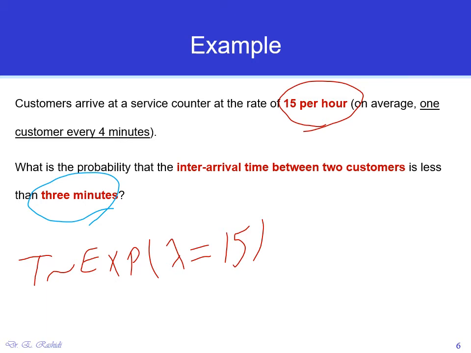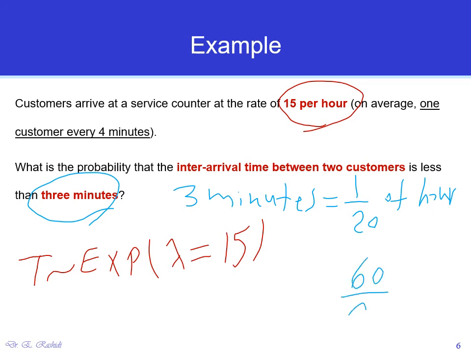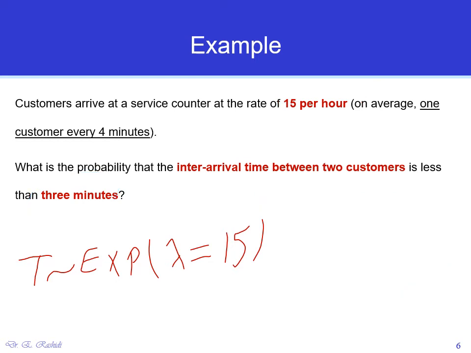What is 3 minutes in hour scale? Every hour is 60 minutes, so 3 minutes is 1/20th of 1 hour. Why so? Because an hour is 60 minutes. If you divide it by 20, you get 3. So this means that 3 minutes is 1/20th of 1 hour. All right, so instead of 3 minutes, we're going to use t equal to 1/20.